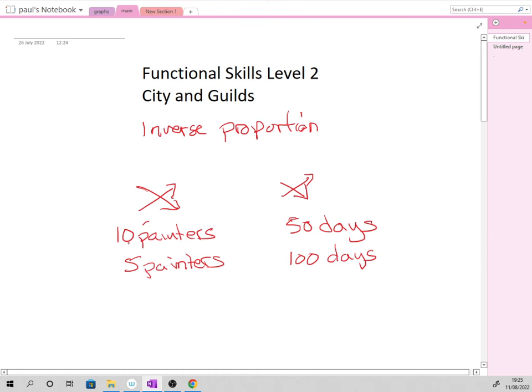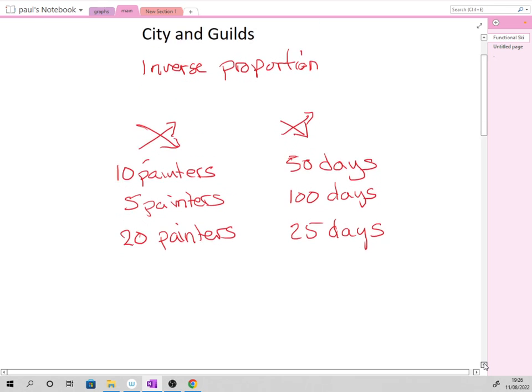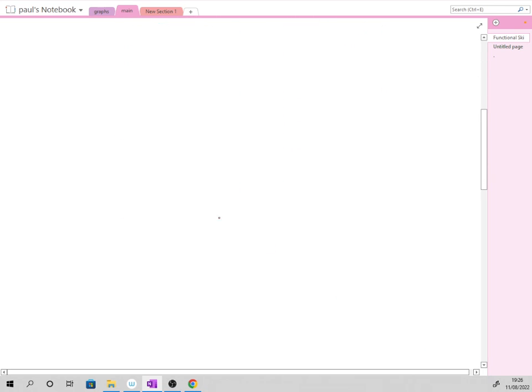And if we have 20 painters, let's put 20 painters on the job, which is twice as many as 10, so it'll take half of that, 25 days. So inverse proportion is when one goes up, the other goes down, or when one goes down, the other goes up. So let's have a look at an example of how we can do this.